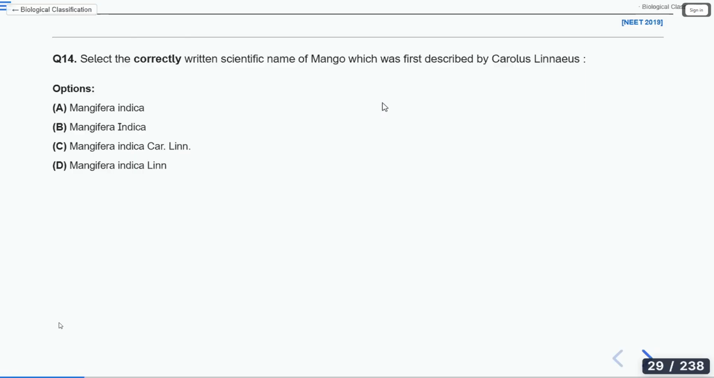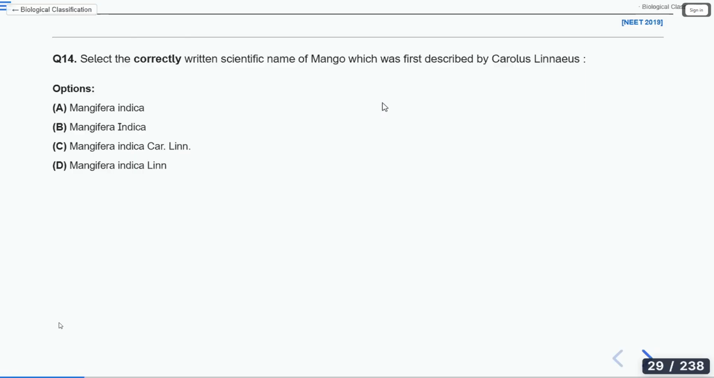you know what is author citation? Any idea? Okay, abbreviated author's name. Very good. So if it is Carolus Linnaeus, his name will be written as Linn. Like that, we will use the abbreviated author names. That is known as author citation.